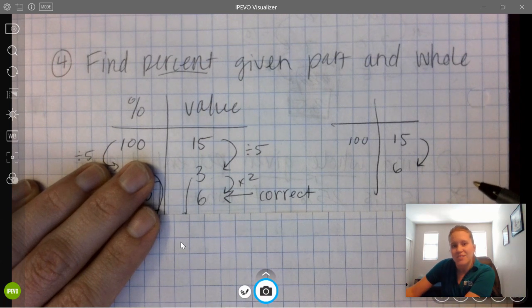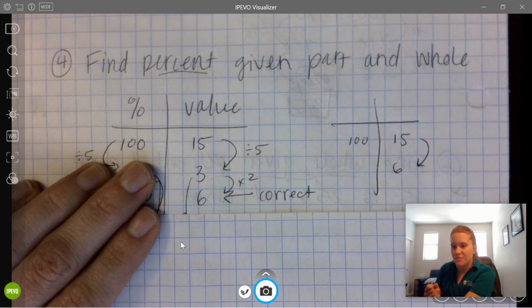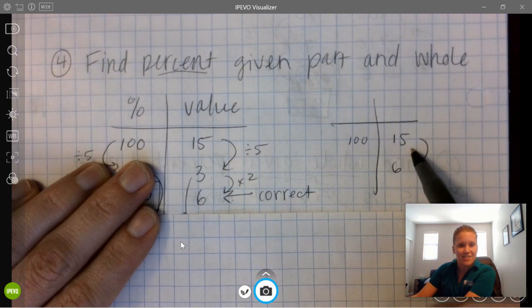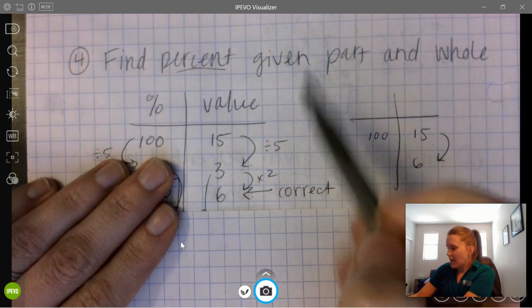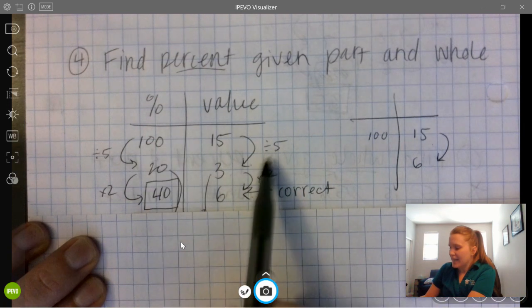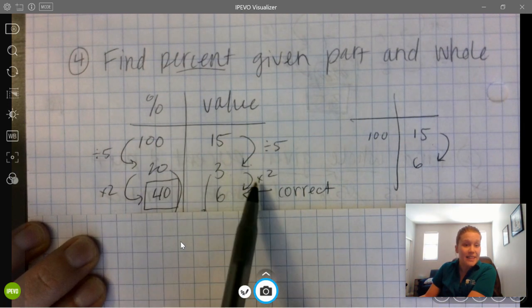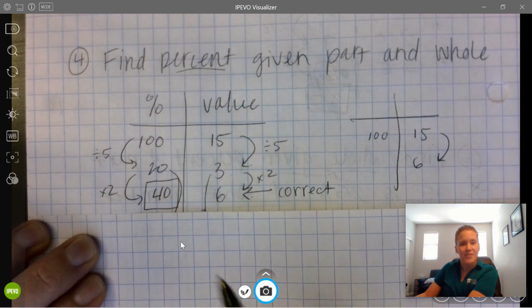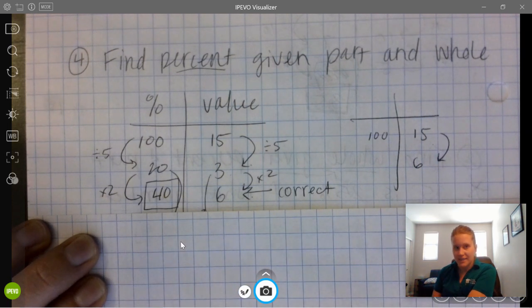I could find it by using division, but if I'm trying to do this efficiently and in my head, I'm going to actually opt for some easier multiplication and division. For me, that's better. If you like this way better, please do that. So I'm going to follow the same steps on the left side. I divided by 5 first and then multiplied by 2 after. And I got 40. You got 40% of the questions correct. So the answer for question 4 is 40.